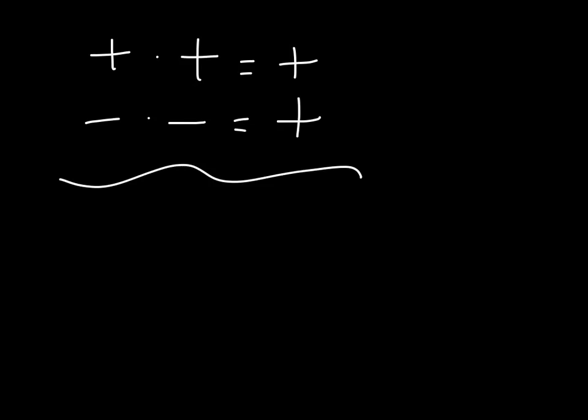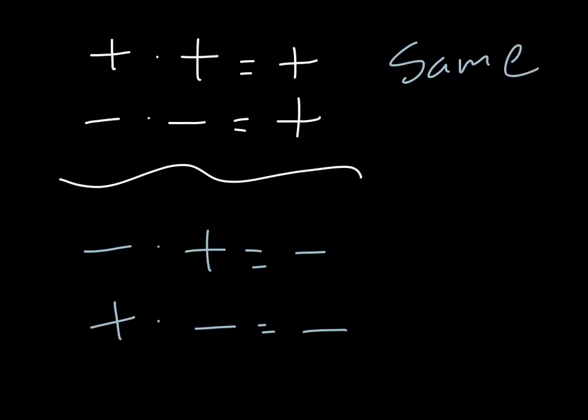Remember your rules for multiplication when you have positives and negatives. If you have 2 positives, your answer will always be positive. If you have 2 negatives, your answer will always be positive. And if your signs are different, your answer will be negative. So keep in mind, same sign, positive, different sign, negative.